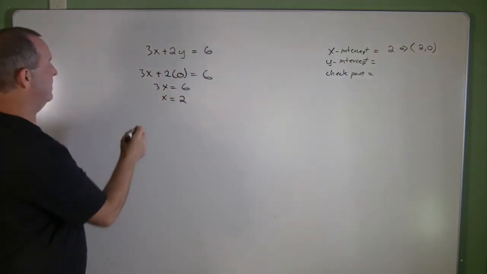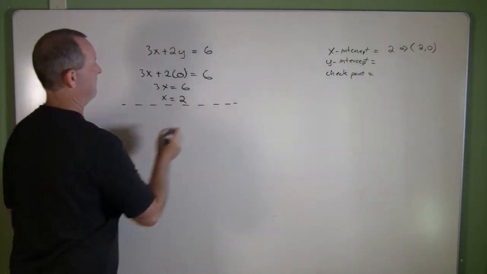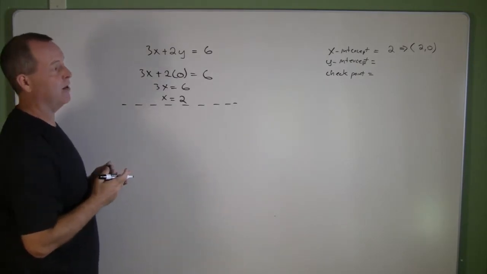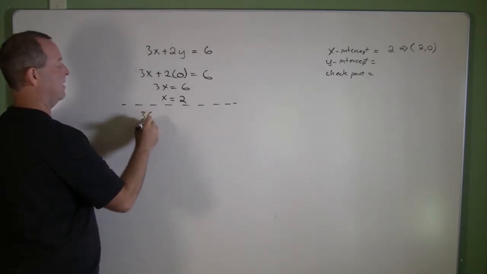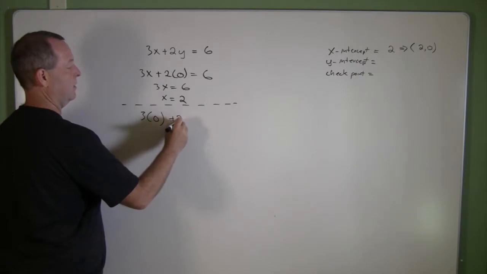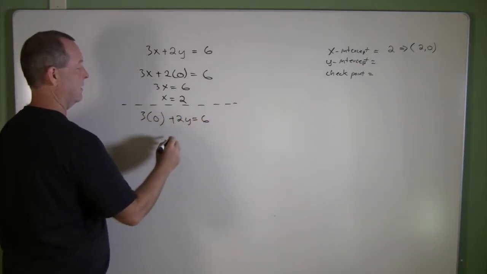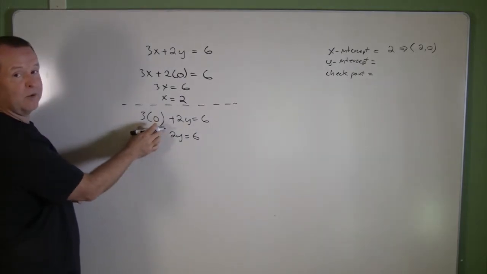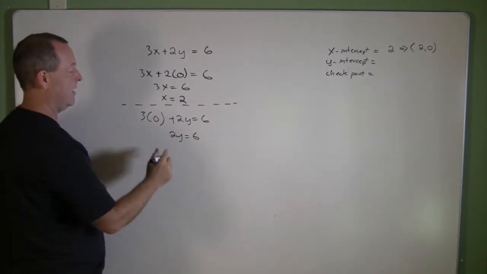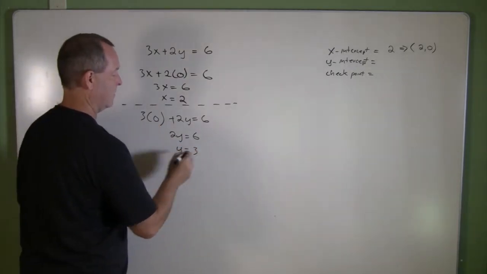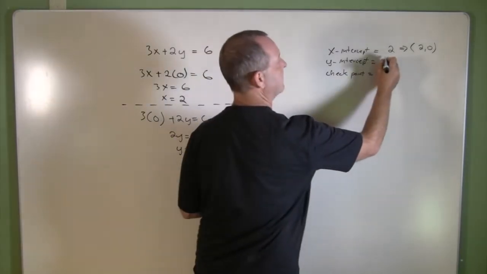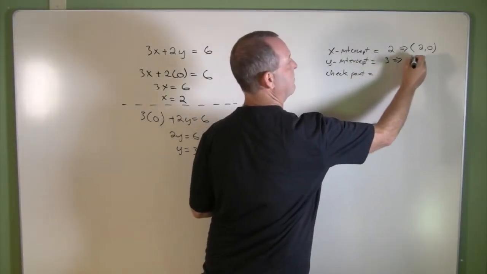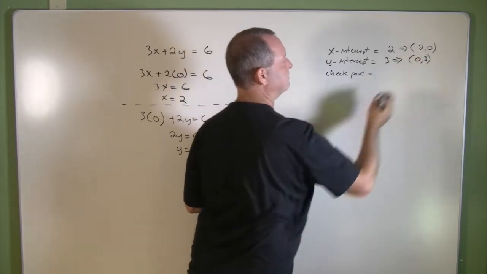Its y-intercept is when its x value is 0. So 3 times 0 plus 2y equals 6. Solve that out. 2y equals 6. Remember, zeros are powerful. It wiped out an entire term again. Solve that through, y equals 3, which tells me its coordinate pair is the point (0, 3).